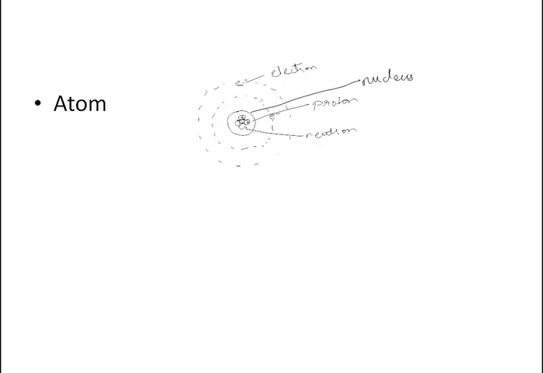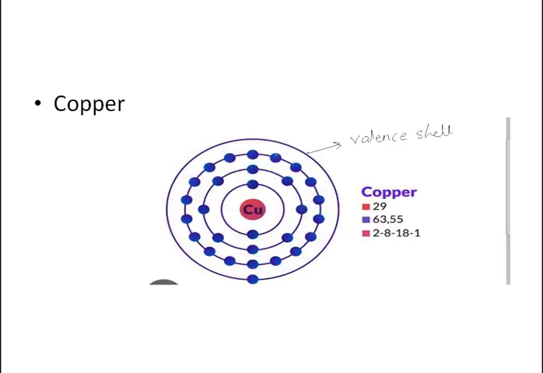Okay, so electrons are negatively charged and they are attracted towards the positive charge of the protons. This is the basic concept of an atom. Now we will see an example of an atom, that is copper. Okay, so copper has atomic number of 29.